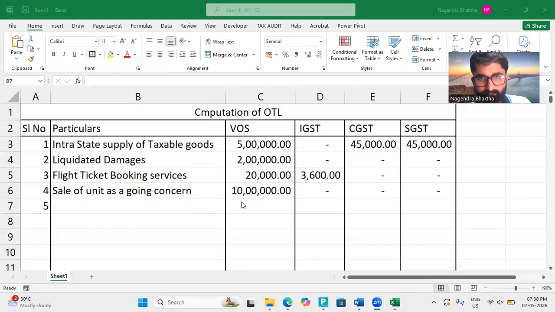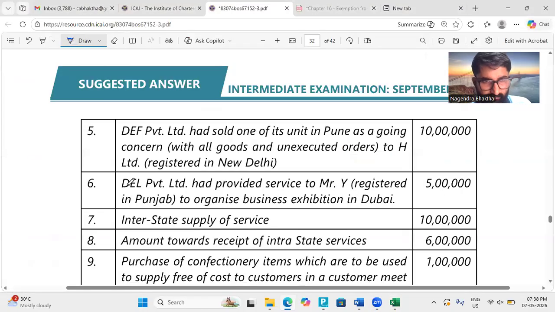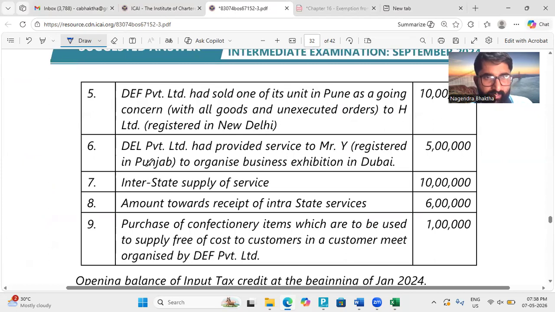Next, fifth one. Next point. It's not DL, it is DEF. DEF Private Limited had provided the services to Mr. Y, registered in Punjab, to organize the business exhibition in Delhi. See, Mr. Y is the recipient. He is registered in Punjab, but organized the business exhibition in Delhi. What is the place of supply here?